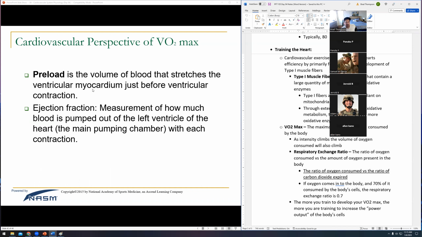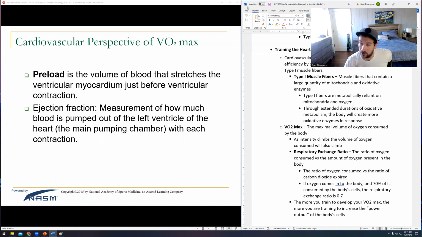So there's the preload thing. It's the volume of blood that stretches out your heart in order to eject it. That's one of the reasons why your heart kind of feels a little poundy the first time as you begin exercising. And then the last of this PowerPoint is going to kind of wrap up with some equations here that I don't really need you guys to know.